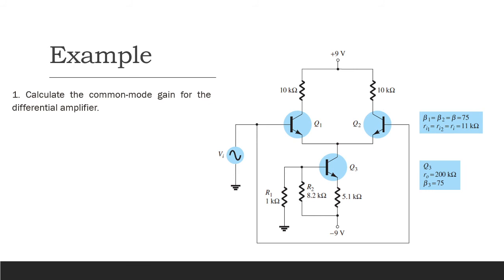Ayan, example, calculate the common mode gain for the differential amplifier. So, in this differential amplifier, kung napansin natin, tayo ay gumagamit na ng constant current source. Now, tingnan muna natin yung mga given. So, ito understood na natin to. Pero dito sa baba, meron tayong Q3, meron siyang beta, also equal naman dito.